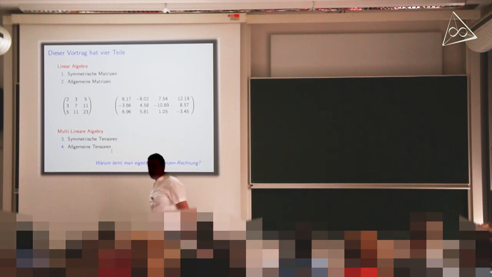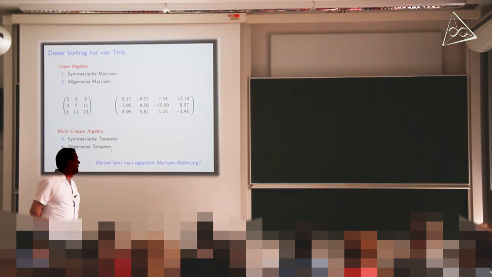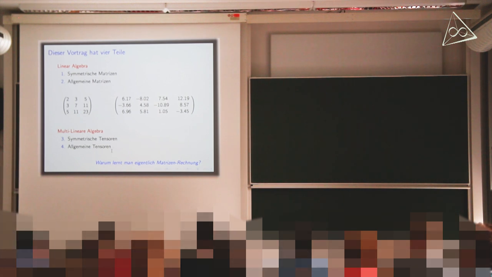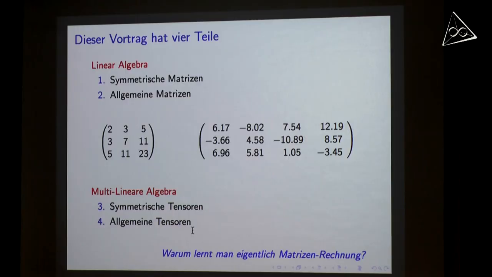So this lecture has four parts. The first two deal with linear algebra. So this is linear algebra that most of you, hopefully all of you, will be familiar with. In the very first part, I'll talk about symmetric matrices. Then I'll move on to general matrices. So allgemeine Matrizen means general matrices. And then we'll move on to multilinear algebra. We're going to talk about symmetric tensors, and then general tensors at the end.